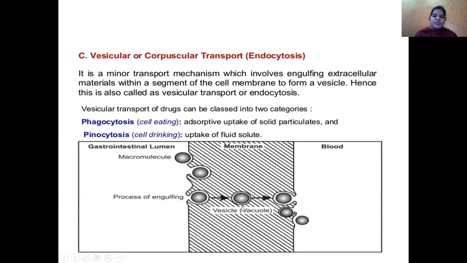See here, one spherical vesicle is surrounded by another membrane, that is nothing but the GI membrane. When this vesicle is ready to enter the blood, the GI membrane will open, and it will easily enter the blood. So this is the mechanism of vesicular or corpuscular transport. So you have three mechanisms, I am repeating again: transcellular, also called intracellular, intercellular or paracellular, and finally vesicular or corpuscular.